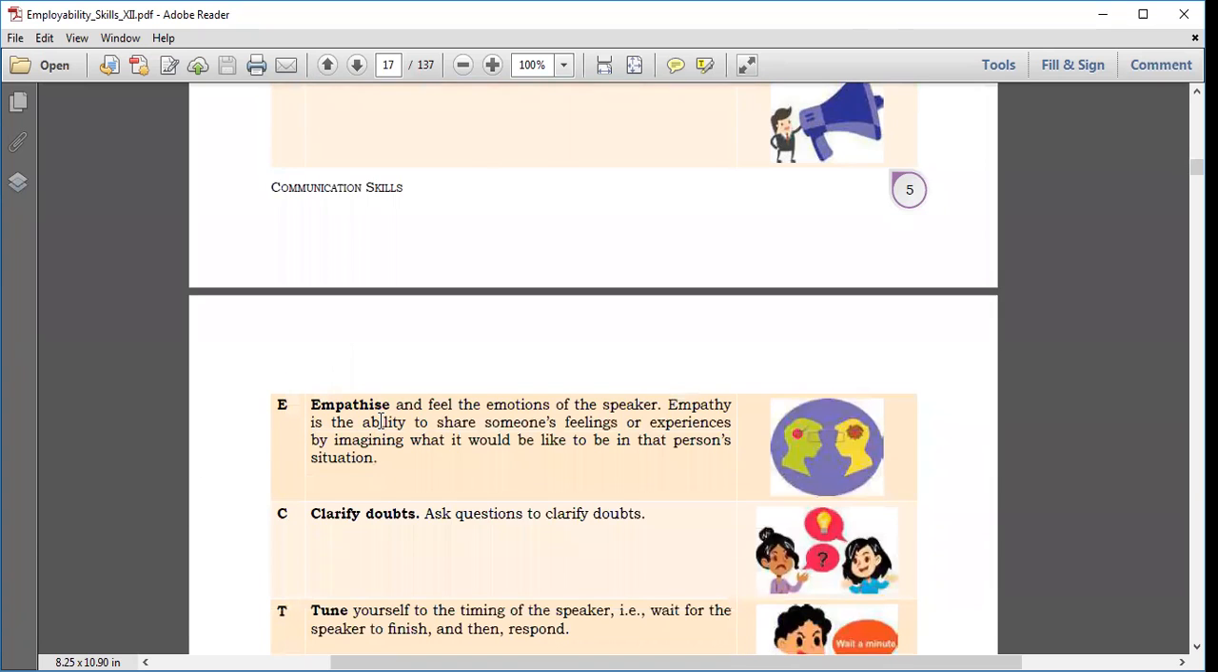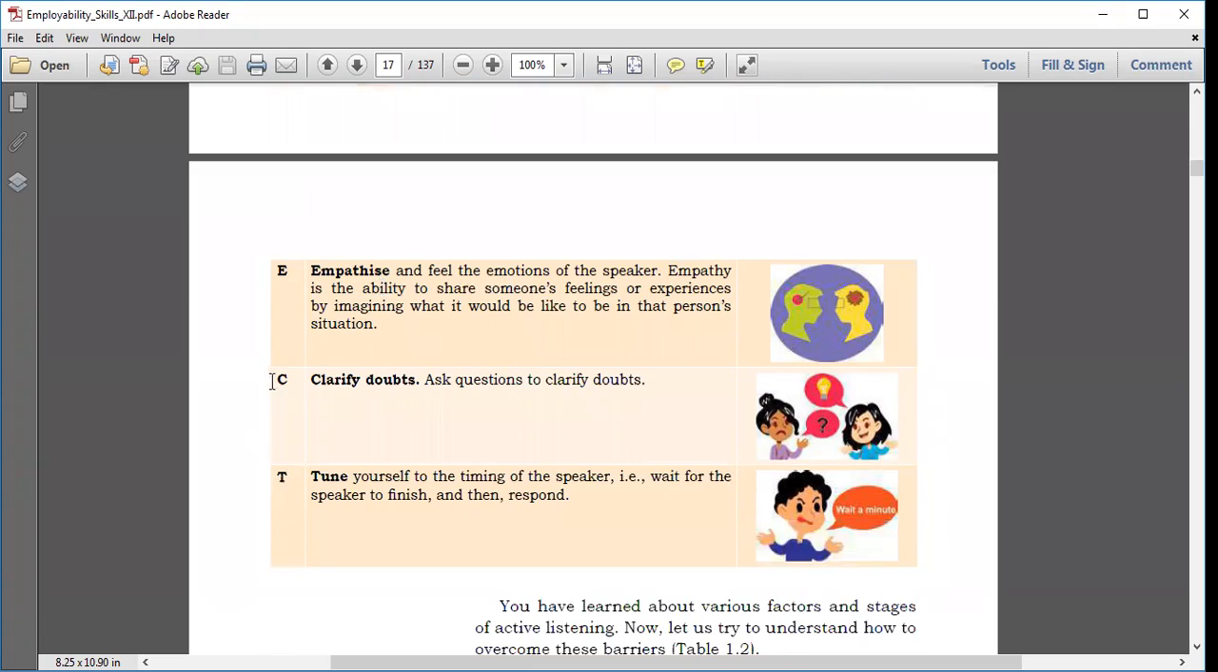E for empathize and feel the emotions of the speaker. The person who is telling you something, you should feel the emotions, what he is actually feeling and experiencing. C for clarify doubts. If you have questions, you must ask. T, tune yourself to the timing of the speakers, right?